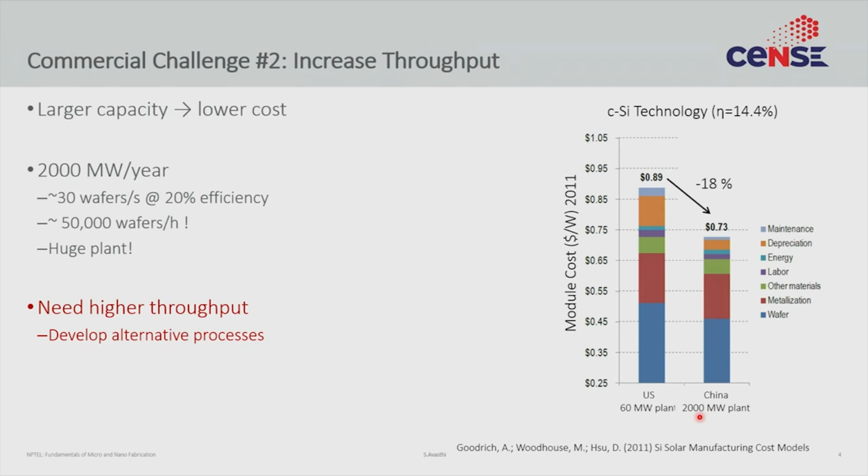When we are talking about throughput, how many wafers per second are we talking about? So for 2000 megawatts per year, you can do some calculations if you assume 20-30% efficiency, some number of hours per day of production, etc. You're looking at a throughput of around 30 wafers a second. Those of you who have worked in a clean room, I would urge you to sit back and think about that number. That translates to 100,000 wafers an hour. It's a massive number of wafers.